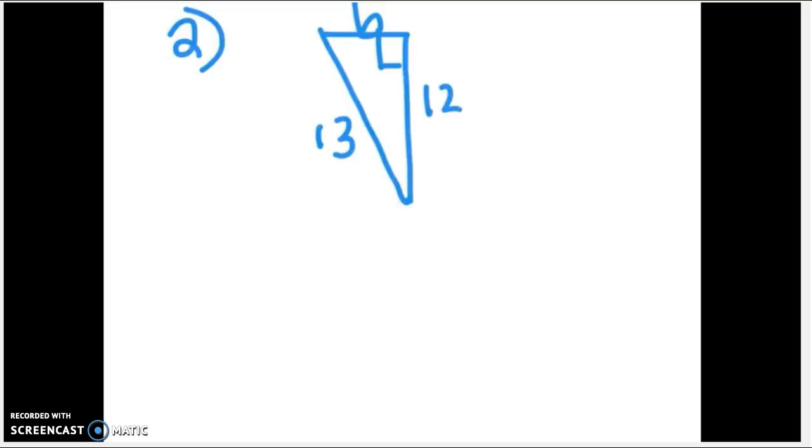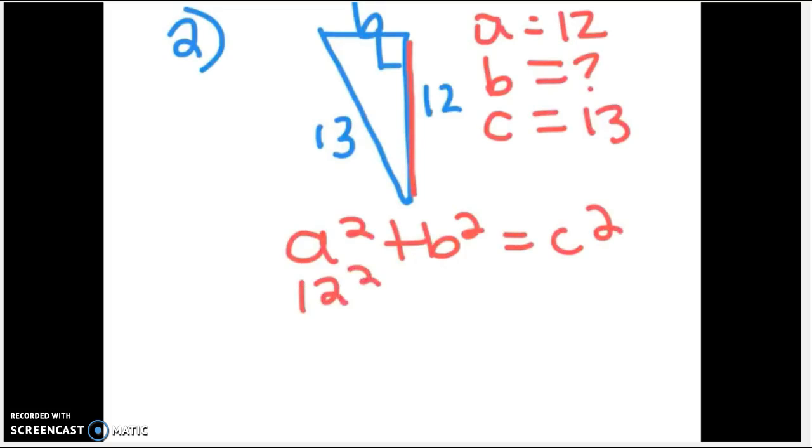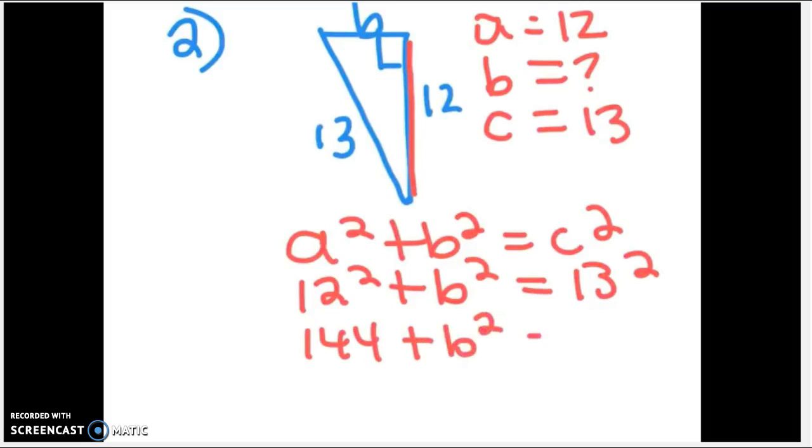All right, next problem. I look at my triangle and I want to first identify all of my variables. So I know my A is 12, that's this guy. My B, I have no idea what that is. And I know my C is 13. So I'll get into my formula. A squared plus B squared equals C squared. I'm going to do 12 squared plus B squared equals C squared, which is 13 squared. I know that 12 squared is 144, and I know my 13 squared is 169.